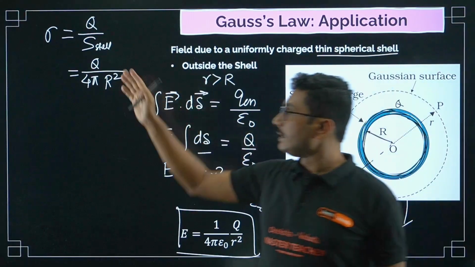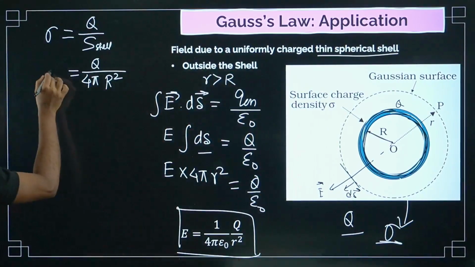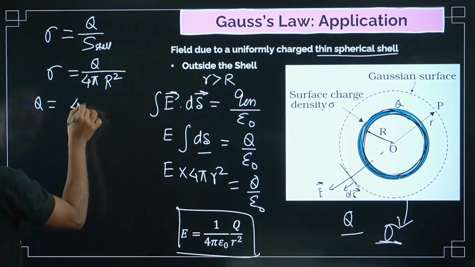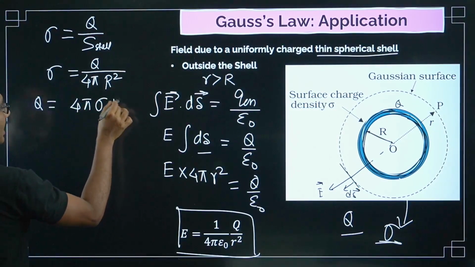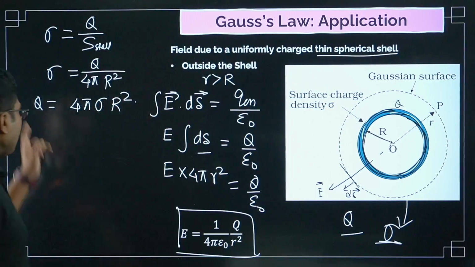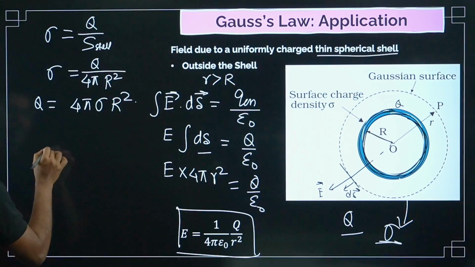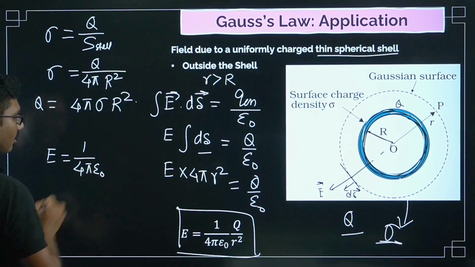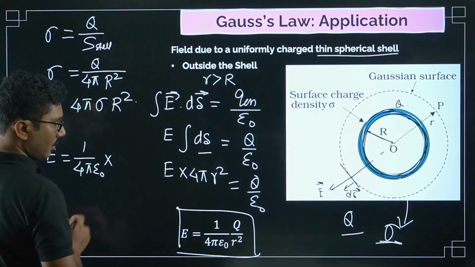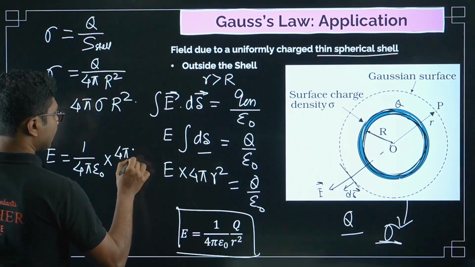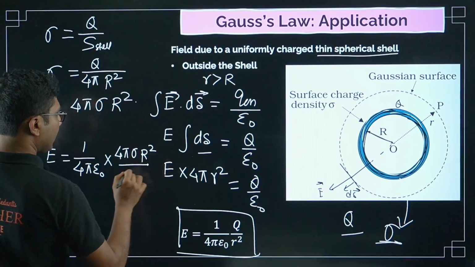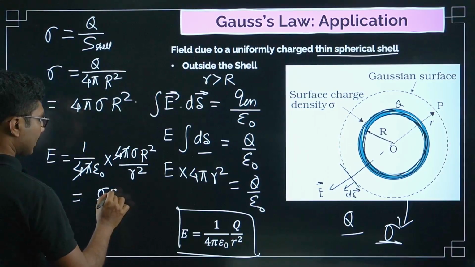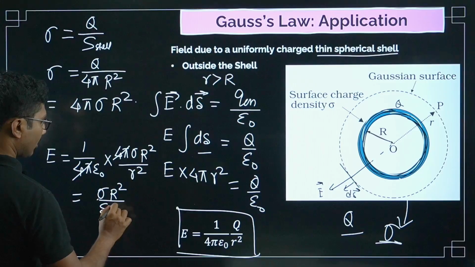Okay, so here this is the surface charge density. From here you can calculate capital Q equals 4 pi sigma capital R square. Now if you put that value over here, you can calculate the electric field to be 1 by 4 pi epsilon naught into 4 pi sigma R square by small r square. 4 pi cancels and you get this as sigma R square by epsilon naught r square.